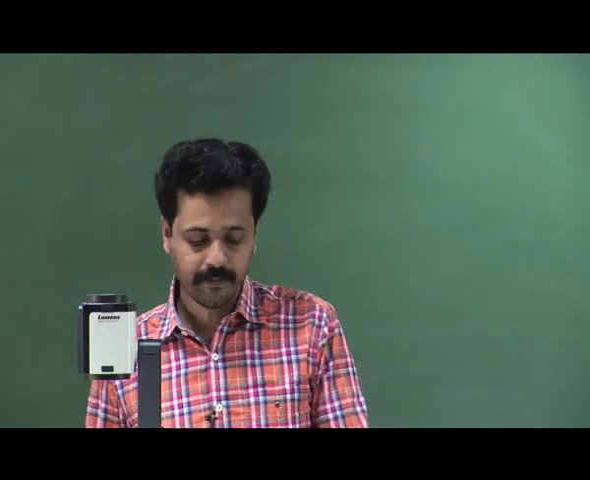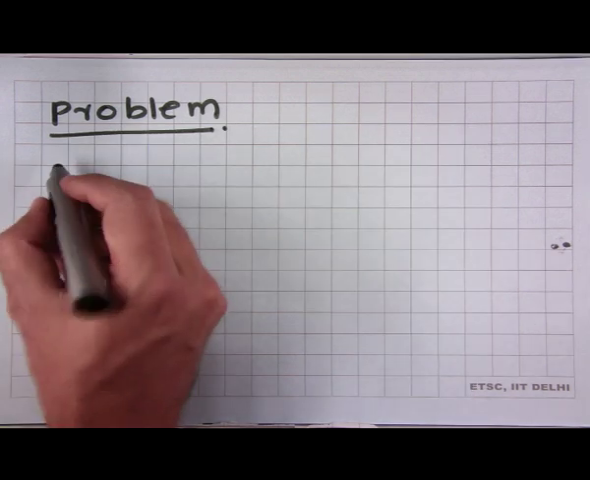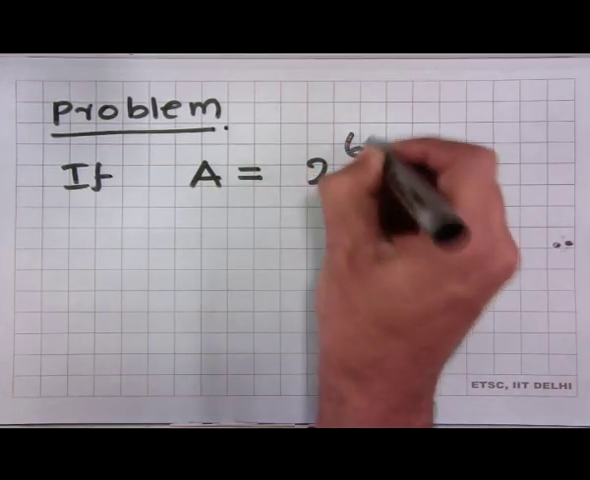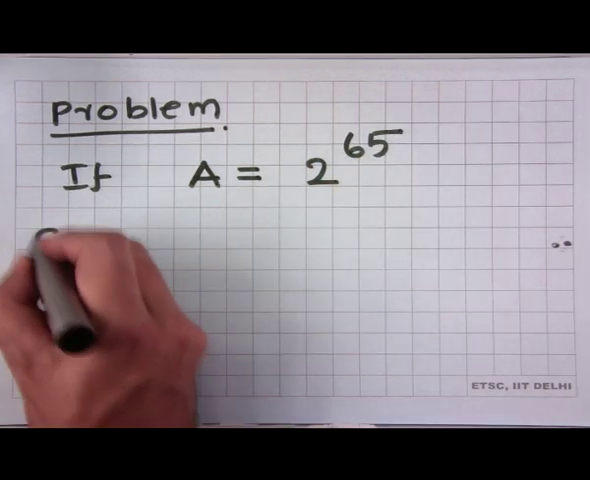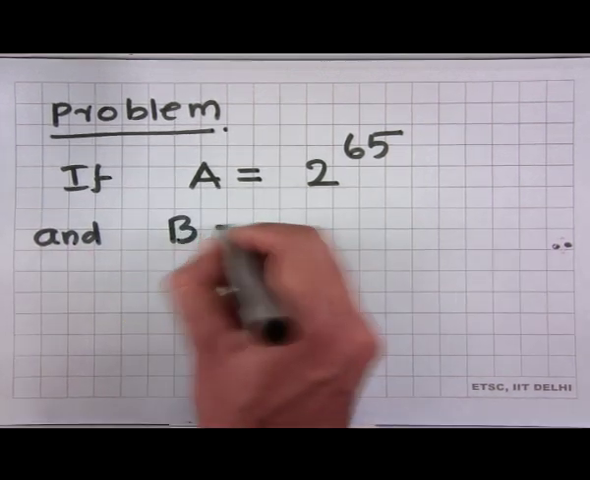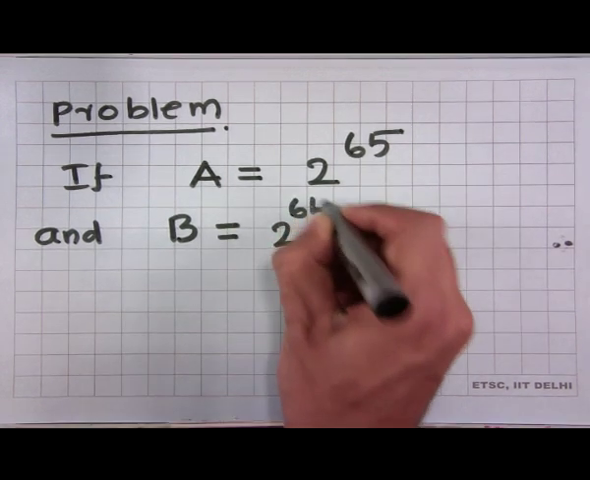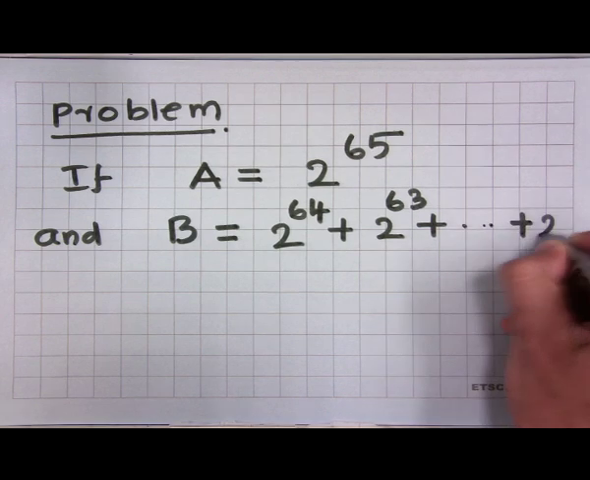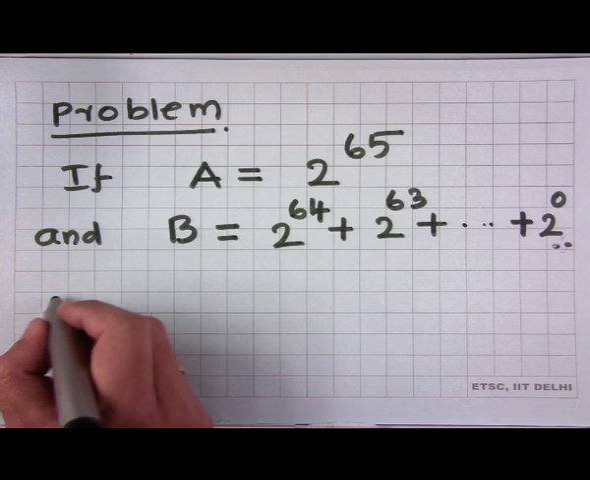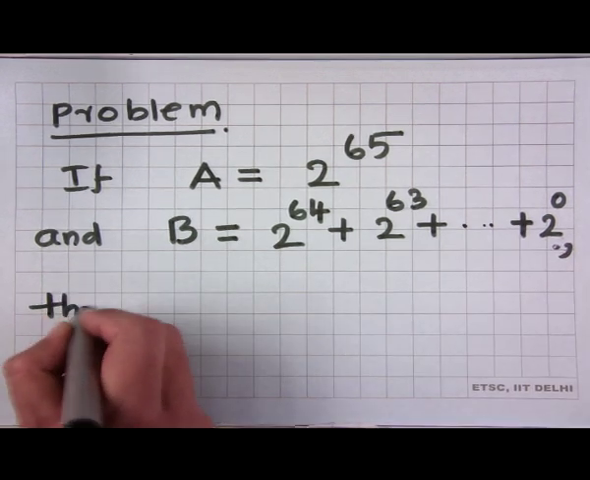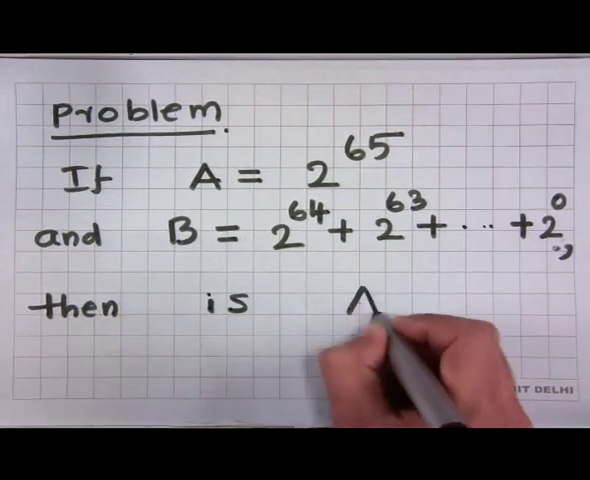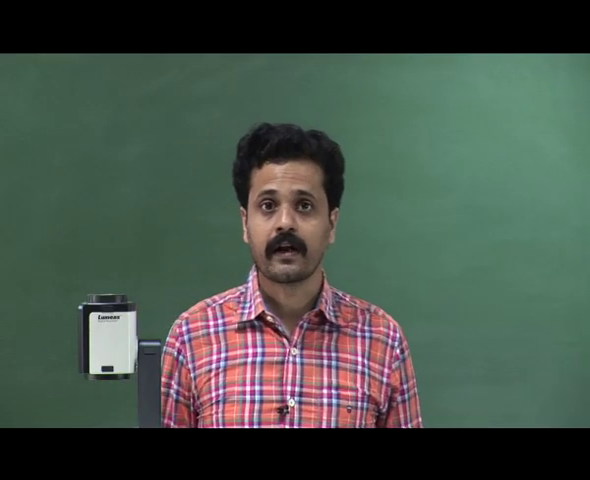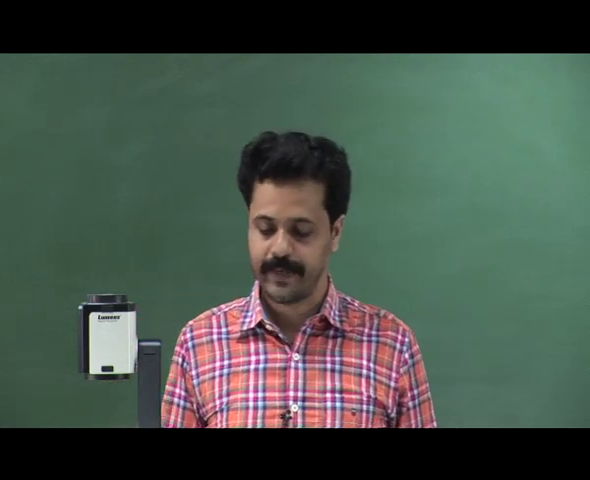Here is your next problem. If A is given to be 2 power 65 and B is given to be 2 power 64 plus 2 power 63 plus etc. plus 2 power 0, then is A greater than B? In this problem, you are asked to compare A and B.